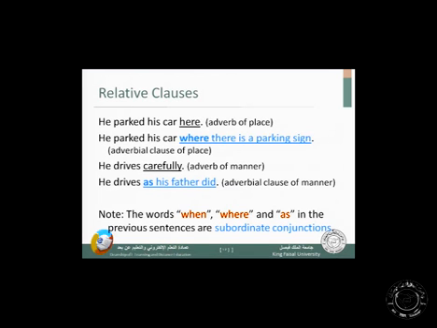You will notice that the subordinator, the subordinate conjunction, is as in this case. So it is not a WH word like where or which, and it is not a that. So sometimes we have subordinate conjunctions different than that or where. In this case, as, and it gives us manner. So the words when, where, and as in the previous sentences are all subordinate conjunctions. They introduce, they begin subordinate clauses.